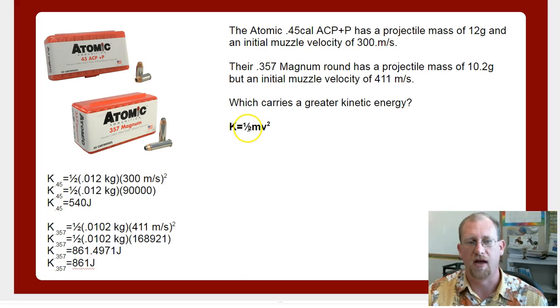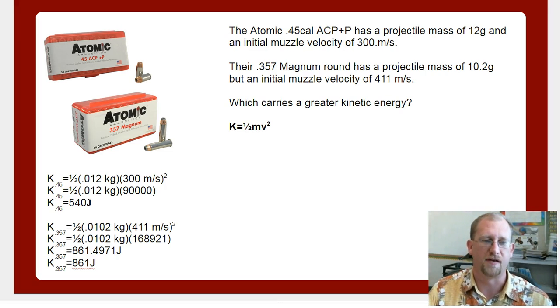Kinetic energy is 1/2 times the mass times the square of the velocity. So for the .45, 1/2 times the mass times the square of the velocity. Square first, that's 90,000. Multiply that by the mass. We've got to be in kilograms here, which is why 12 grams became 0.12 kilograms. Just do the simple multiplication across, and the .45 caliber round has 540 joules of energy. It's a lot of energy.